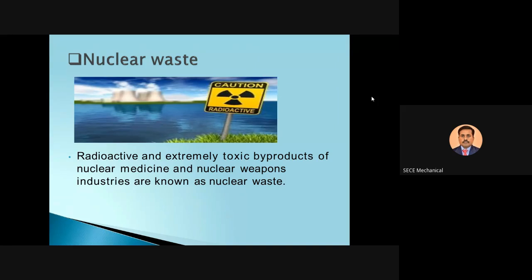Any fuel used in a nuclear power plant, after it has been used for power production, is called waste, and we can call it nuclear waste. It is a radioactive material, so it is extremely toxic. That's why we have to handle the waste properly. This is very important.